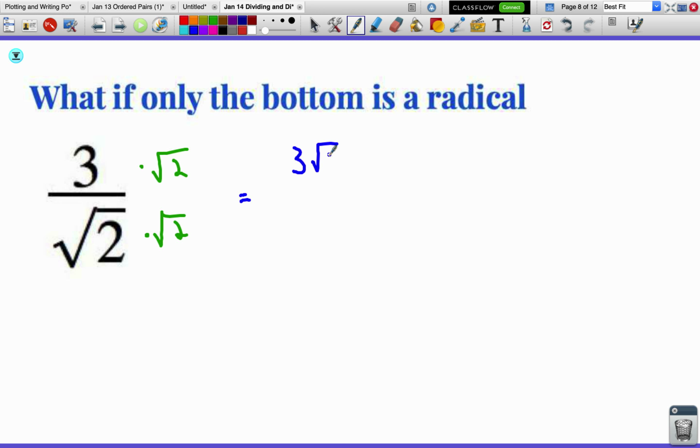So this becomes 3 root 2 all over. Square root of 2 times the square root of 2 just becomes a 2. The square roots cancel out. All right, and it looks almost a little bit more complicated because you picked up this 3 here. Now we got 3 numbers instead of 2, but the big deal is that the bottom is now rational.